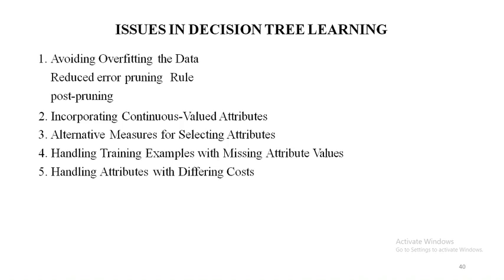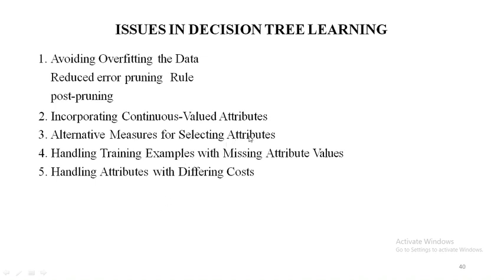And handling attributes with different costs. You have mentioned one cost and you may have inputted some other cost. How to handle such costs? So these are the issues with respect to decision tree learning. The first one is avoiding overfitting the data, the second is reduced error pruning as well as post pruning, then incorporating continuous valued attributes, how to integrate continuous valued attributes, and alternative measures for selecting the attributes.